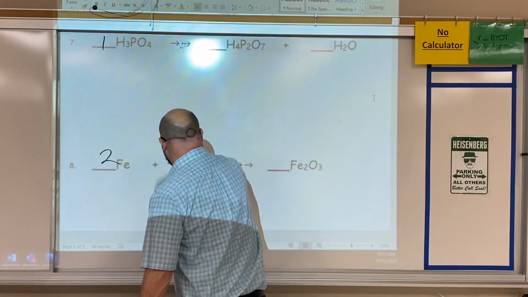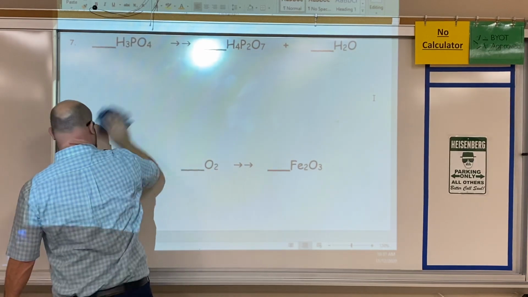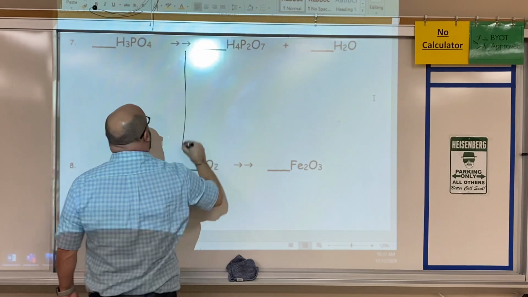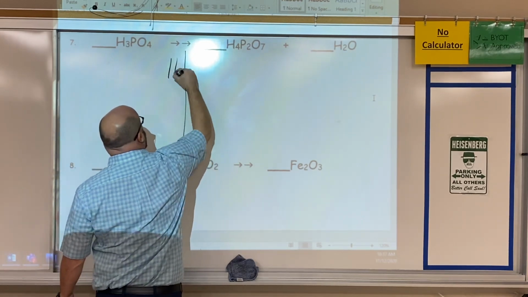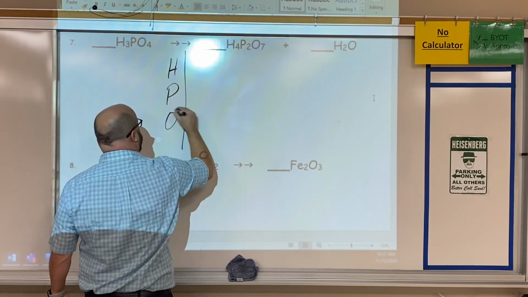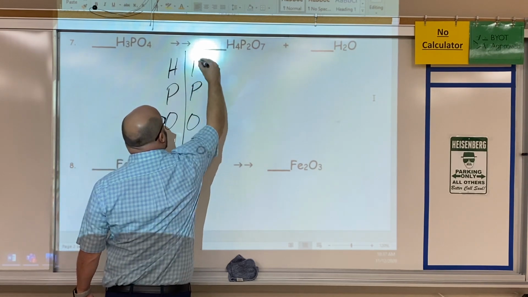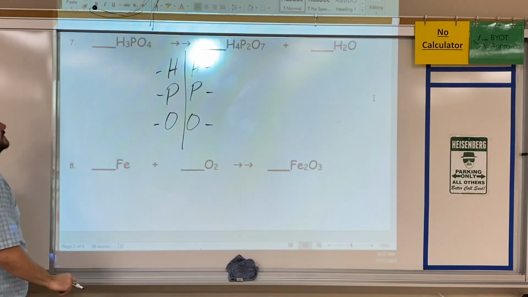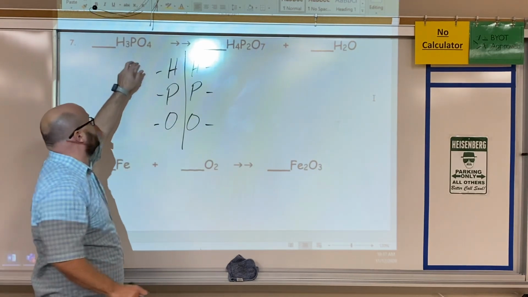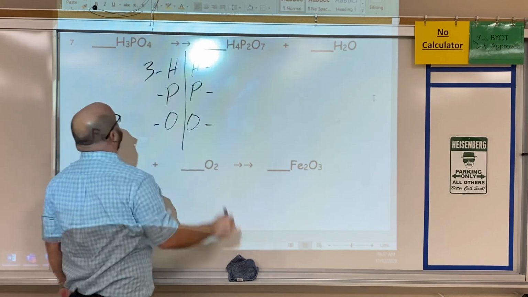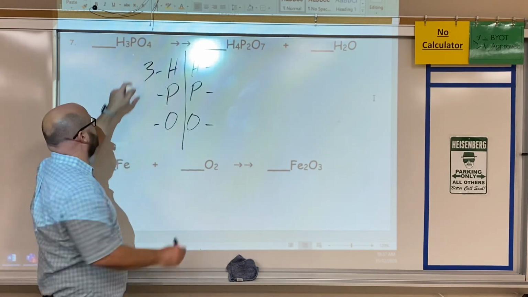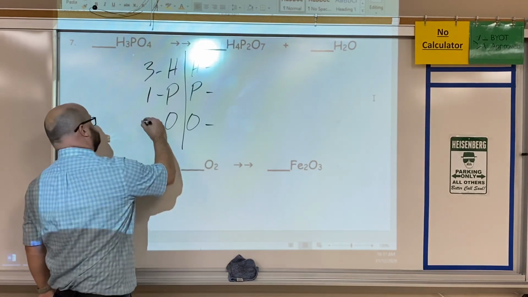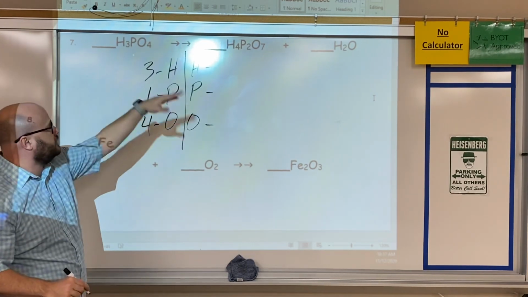Hopefully this is starting to make sense. All right. Hydrogen, phosphorus, oxygen. Okay, let's go through and count. Hydrogen on this side is 3. Phosphorus is 1. Oxygen is 4. Go to the other side.